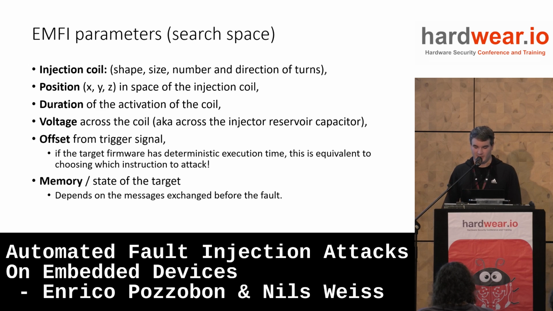These are the typical parameters for electromagnetic fault injection. We have the injection coil itself, which can have a different shape, size, direction of the turns, so clockwise or counterclockwise. The position in space of the injection coil on top of the target. Then the duration, for how long we are activating the injection coil. The voltage that we charge the capacitor that is connected, that is then going to be discharged into the coil. And this determines effectively the intensity of the fault.